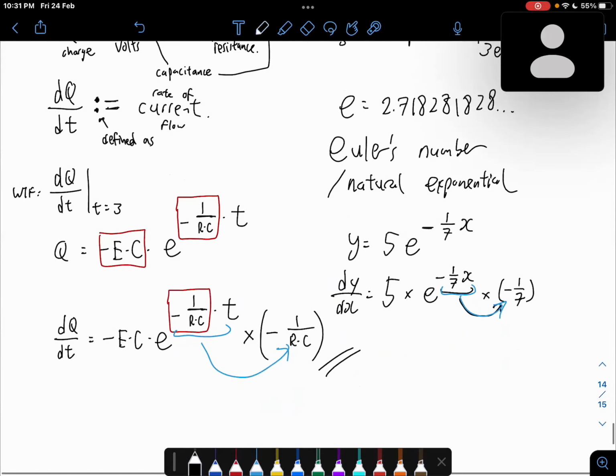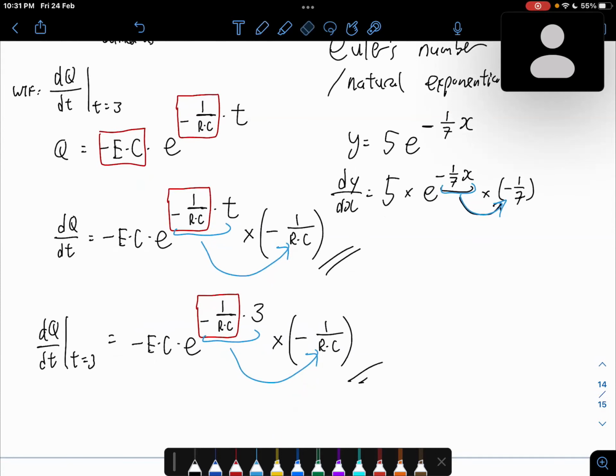So that's a physics application of math. Not that difficult, huh? So here times 3. Done. Sorry, this is not the final answer. Sub in t with 3. Okay.